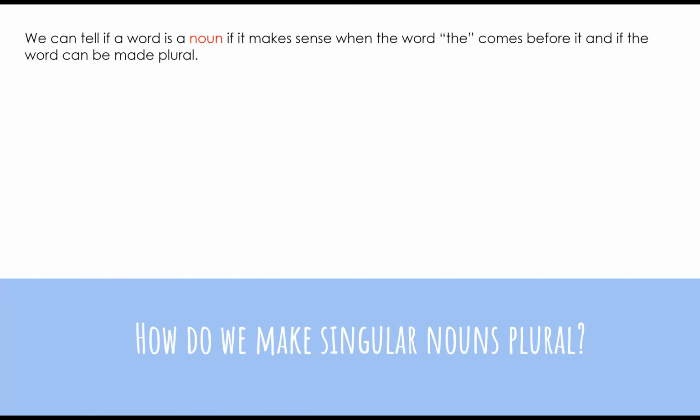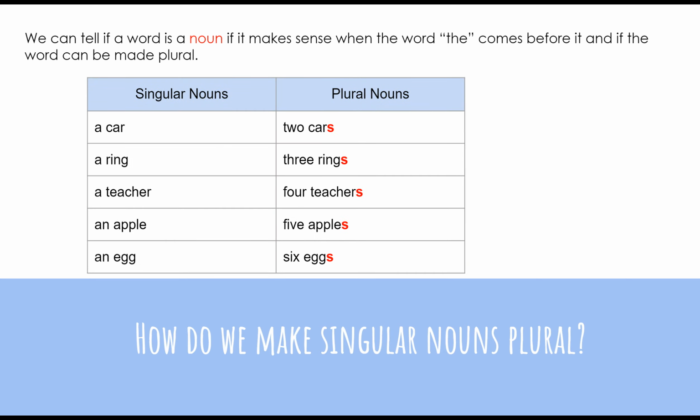We can tell if a word is a noun if it makes sense when the word "the" comes before it and if the word can be made plural. On the left-hand side of this column, we can see that there are singular nouns, and on the right-hand side, we have plural nouns. Remember that singular means one, so a car or one car, a ring or one ring, a teacher, an apple, and an egg.